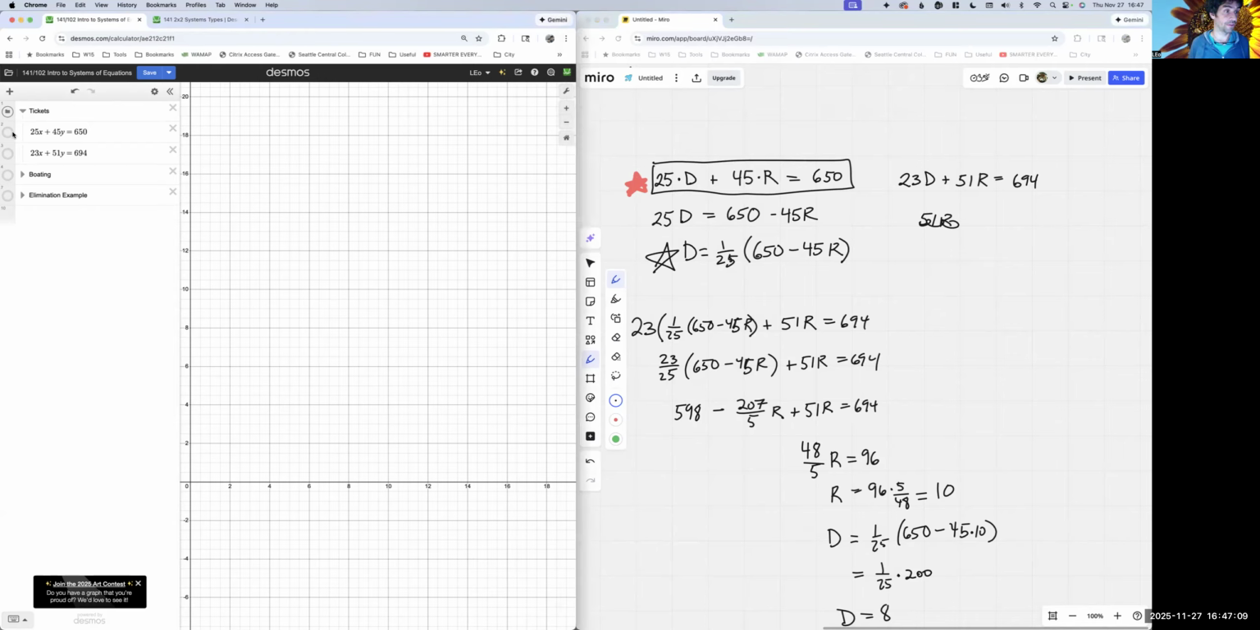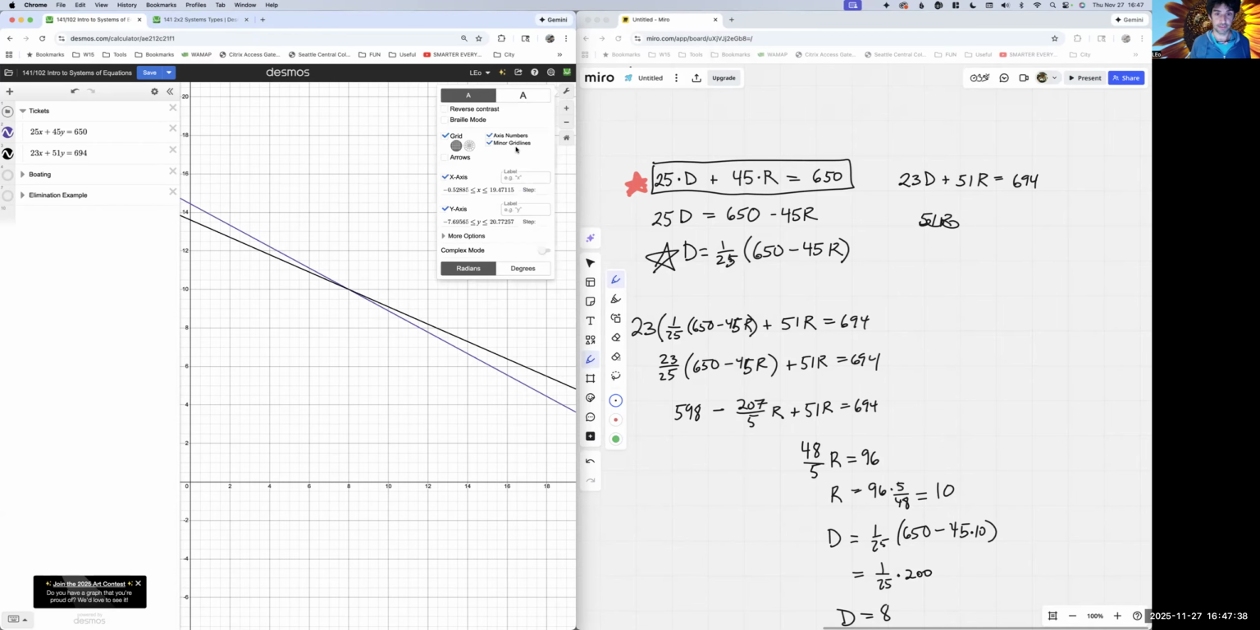So for example, there's the graph of the first line. These are all solutions to different prices for discounts and regular tickets, where if you had 25 discounts and 45 regulars, you'd end up with $650. Now, if we add in the condition from the second night, 23 discount tickets and 51 regulars, that's this other line. Let's make this a little clearer.